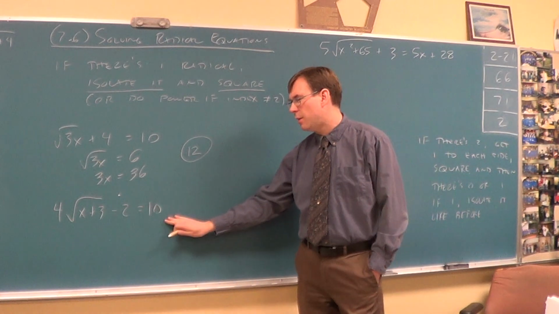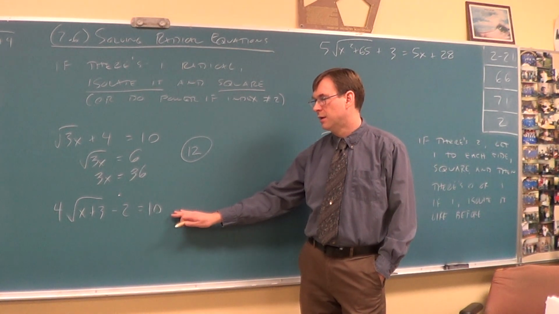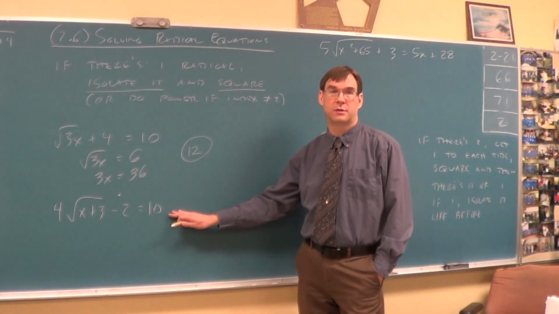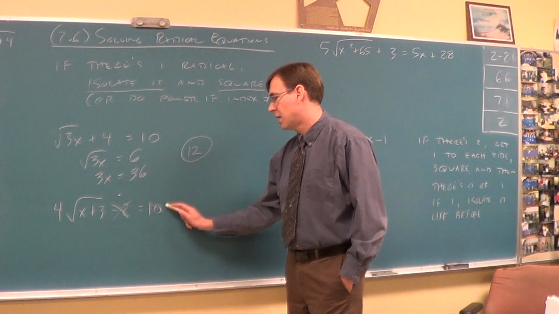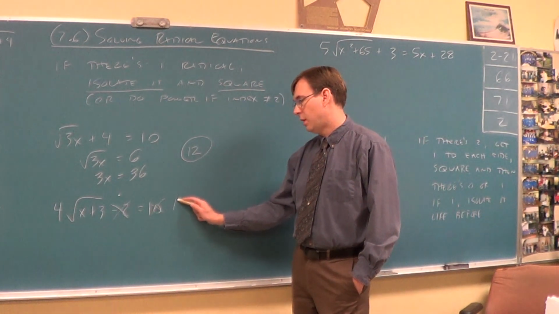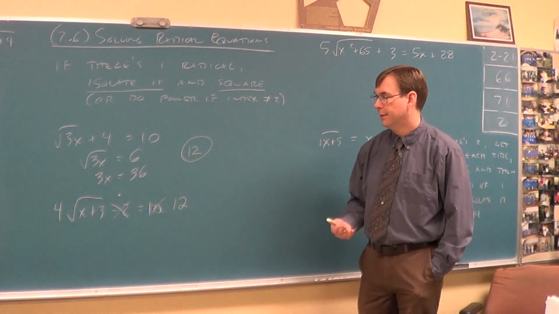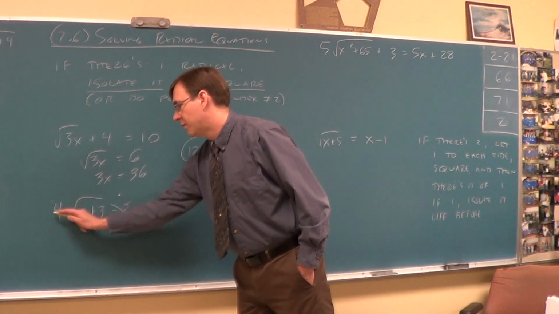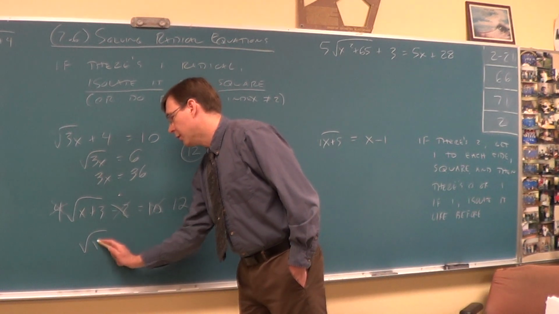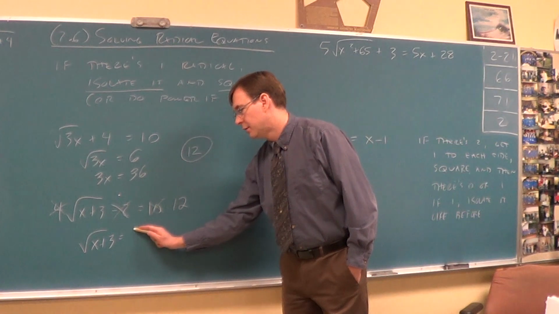So this, there's a little bit more stuff going on. To get the root alone is a little bit more lifting. Well, what would you do first? Add the 2. So when we add the 2, that turns 10 into 12. Always do the adding or subtracting first. Then divide by 4. If you divide by 4, the root is then alone, and the 12 turns into 3.